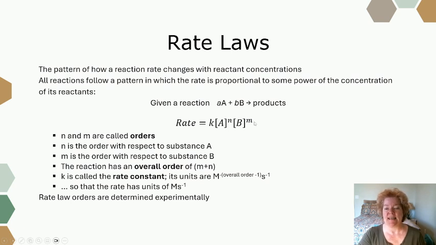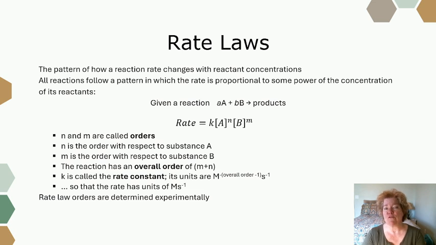So these N and M's, these exponents that are the pattern of how the rate changes with the concentration of that particular substance, are called orders. And to differentiate which one we mean, we say order with respect to A, or order with respect to substance B. So the order with respect to is a particular reactant. So N and M don't have to be the same number. They can have different patterns or different orders based off of different reactants in the reaction.